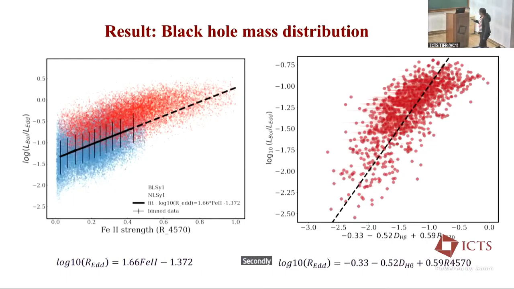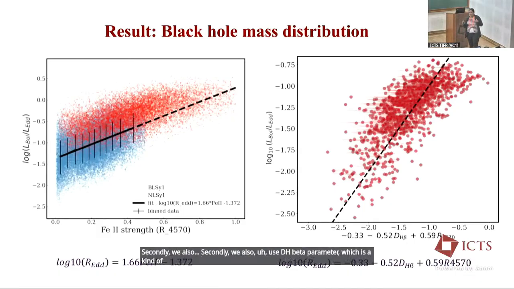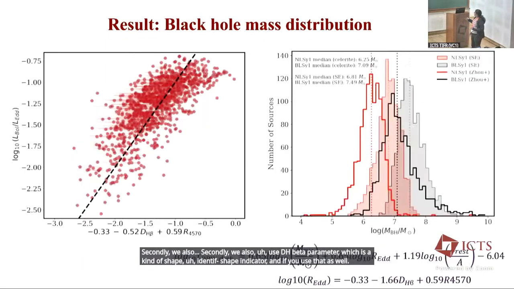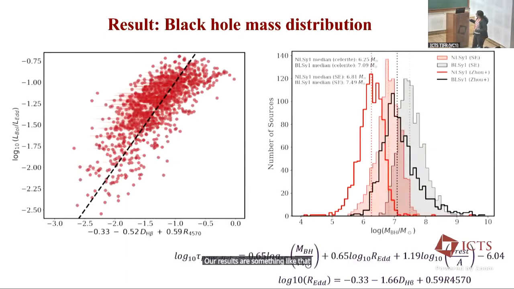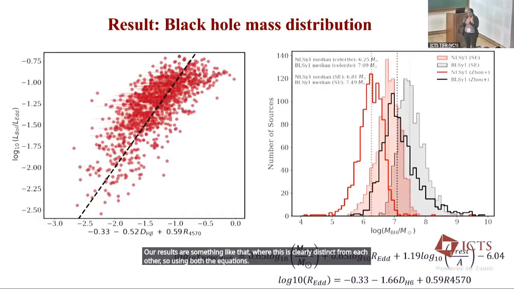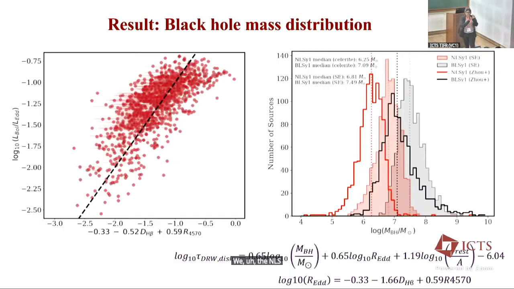Secondly, we also use the delta H-beta parameter, which is a kind of shape indicator, and if we use that as well, our results are something like this, where the two are clearly distinct from each other. So using both the equations, the NLS1s are on the lower side, with lower masses among Seyfert 1 galaxies, and the BLS1s have higher masses, which is clearly seen from here.